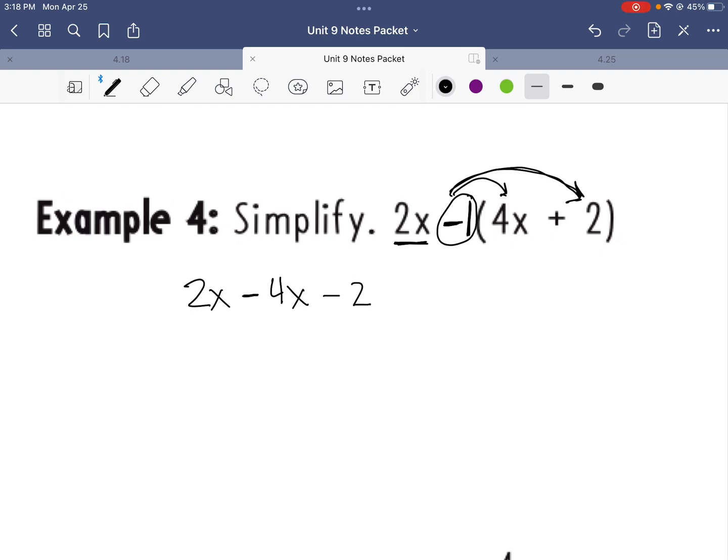Now we look and see, do we have any like terms to combine? And on this one, the answer is actually yes. 2x and negative 4x are like terms. So 2x minus 4x gives us a negative 2x minus 2. Okay, and that would be our answer.